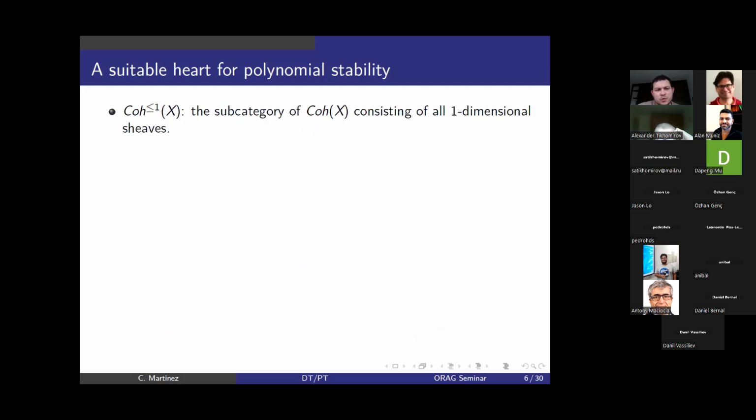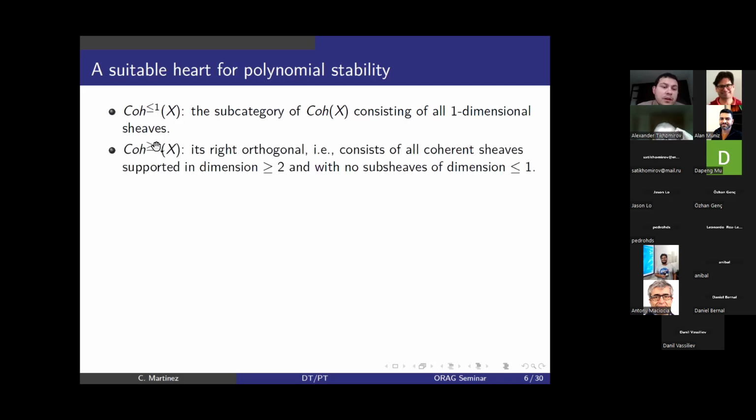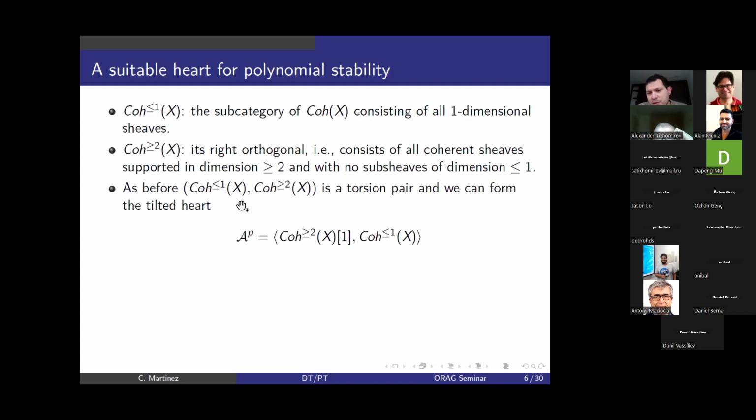And there is a suitable heart for these polynomial stability conditions that can be done very generally, this is also the work of Bayer. So he starts by considering this category Coh less or equal than 1 of X, which is the subcategory consisting of all sheaves with dimension less or equal than 1. That's what it means. This is a little typo here. And then he takes the right orthogonal of that. That means all coherent sheaves supporting on dimension greater or equal than 2, and with no subsheaves of dimension less or equal than 1. And then he says, well, this also gives me a torsion pair.